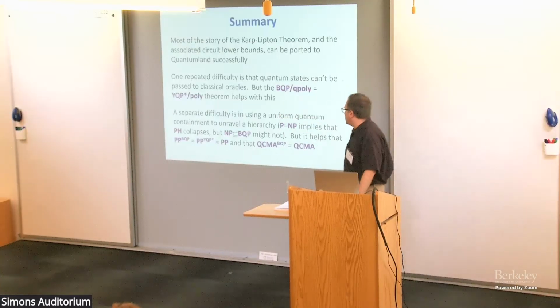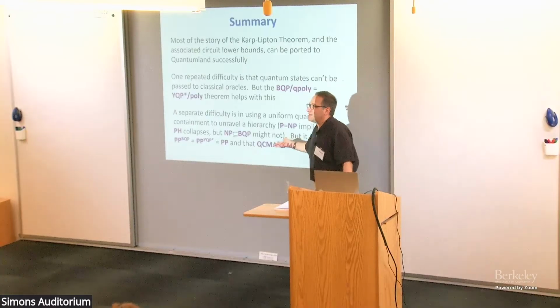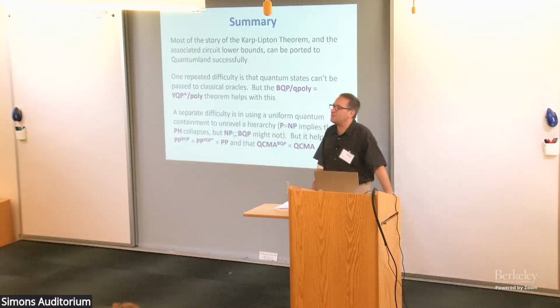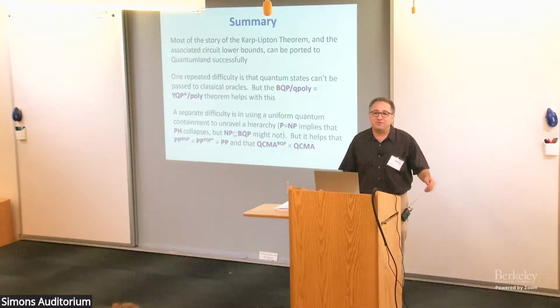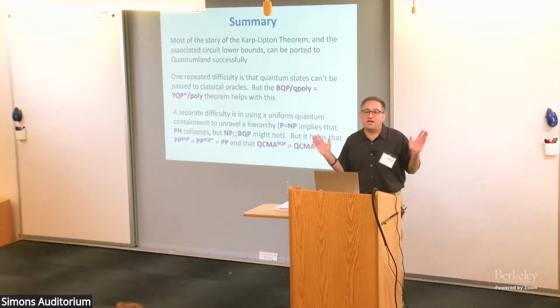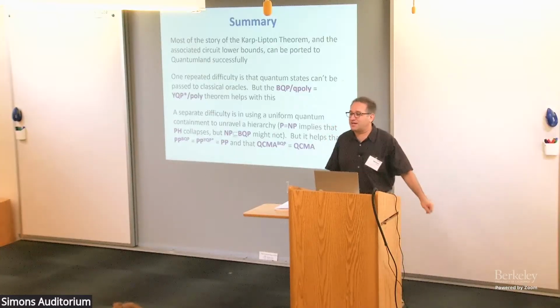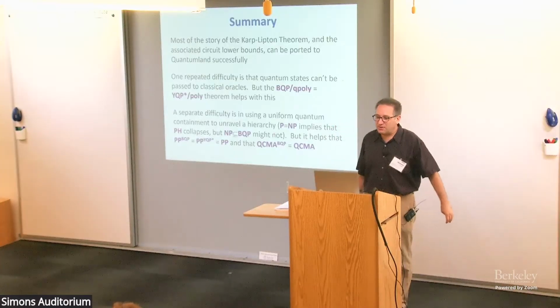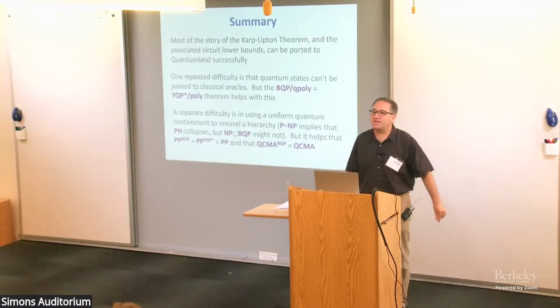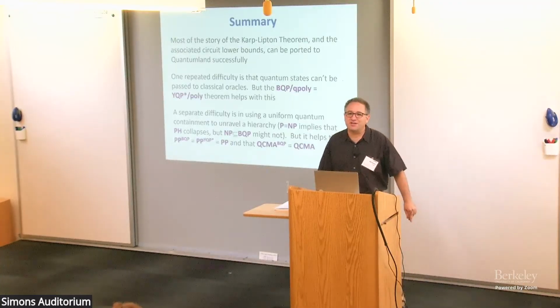Okay, but if you only knew that NP is contained in BQP, then that might not happen. By the way, one problem that I believe is still open that I'd love to see solved is to construct an oracle where NP is contained in BQP, but the polynomial hierarchy is infinite.